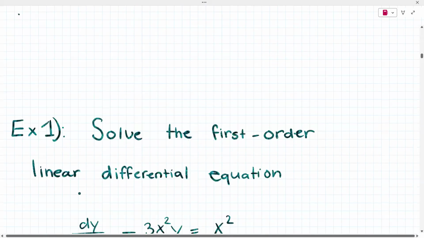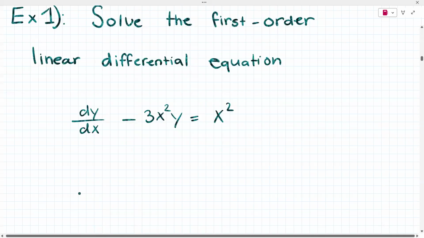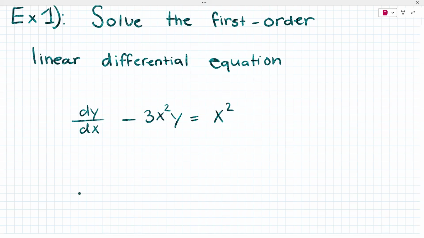Okay, so let's do an example. Let's start with example 1. Example 1 says solve the first order linear differential equation, and we have dy/dx minus 3x squared y equals x squared.